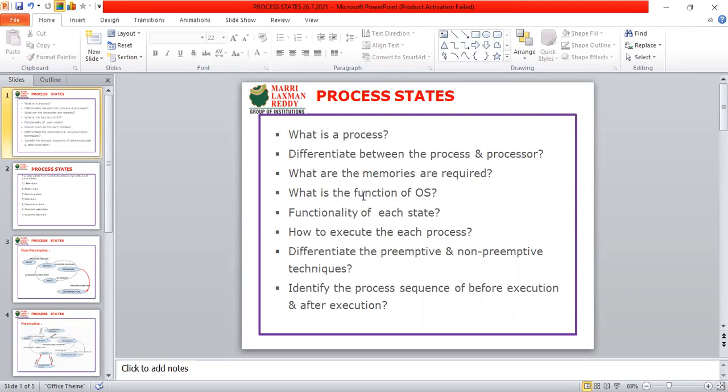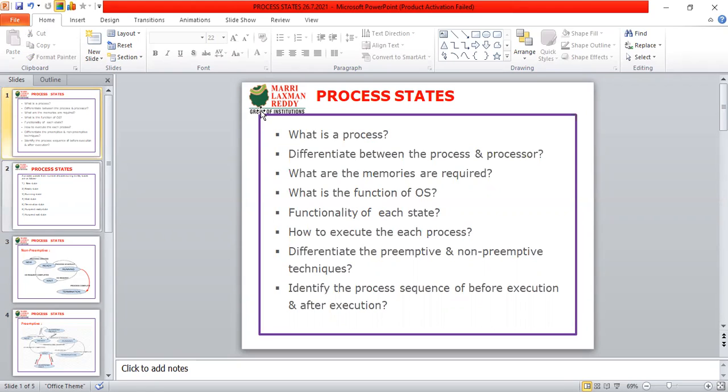Today I am going to tell about process states. In this class, we are going to learn about some points. What is a process? Differentiate between the process and the processor. What memories are required? What is the function of the operating system? Functionality of each state, how to execute each process, differentiate the preemptive and the non-preemptive technique, and finally identify the process sequence before execution and after execution.